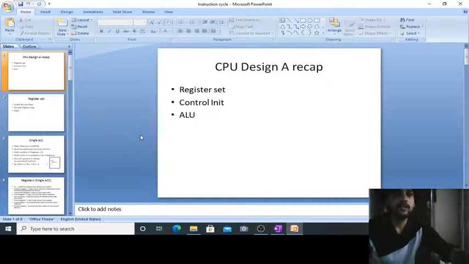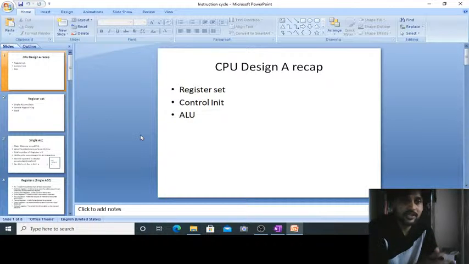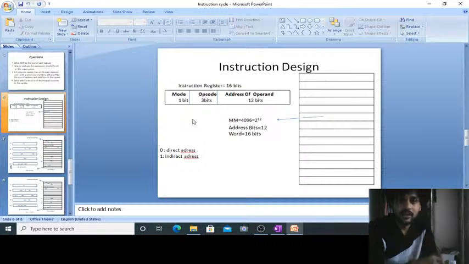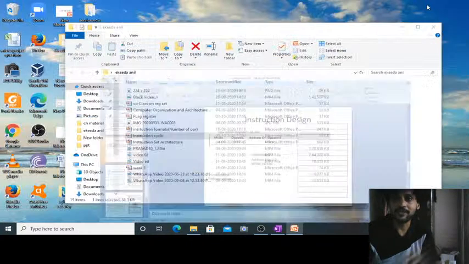Now, you know that when it comes to a computer system, we have a register set, control unit, and the ALU, right? We already discussed the register set. Control unit and the ALU we're going to discuss in the upcoming classes. Now we are going to deal with the instruction cycle. For that, first of all, we need to understand what an instruction looks like.